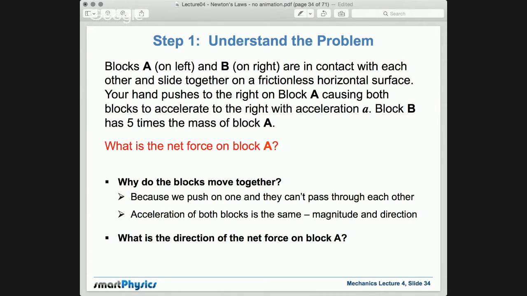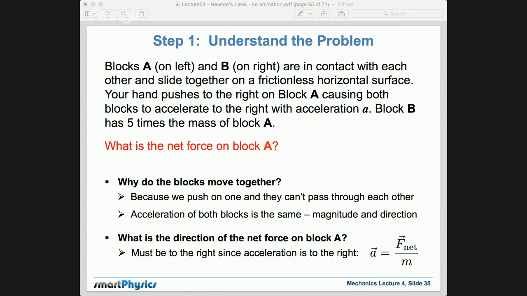Okay, another question you might want to ask is, what is the direction of the net force on block A? If we understand Newton's second law, we know that net forces and accelerations have to be in the same direction. So since both of the blocks are accelerating to the right, the net force on block A is also to the right by Newton's second law, as I've written. Okay, any questions or anything that anybody would want to add to that?